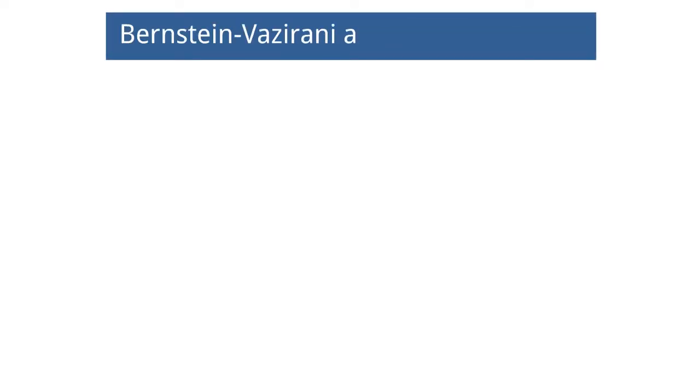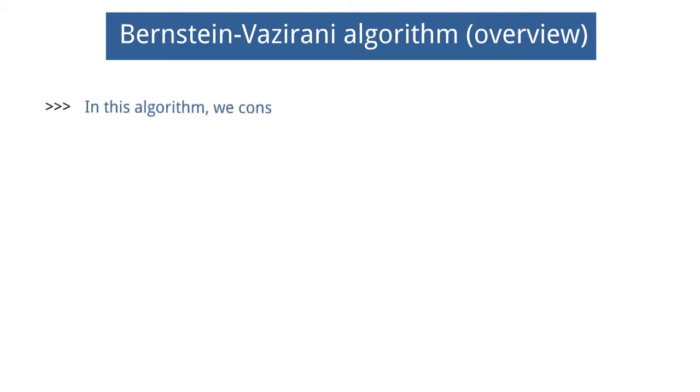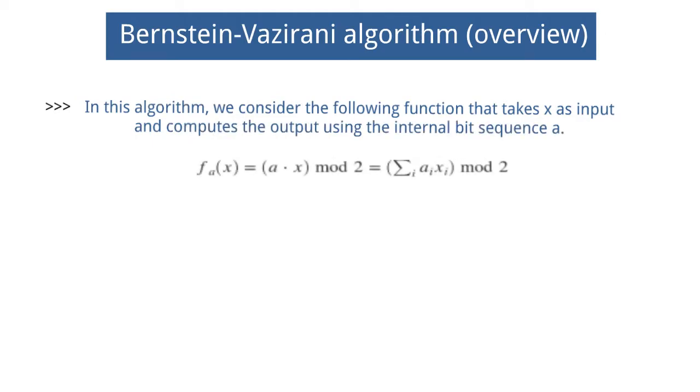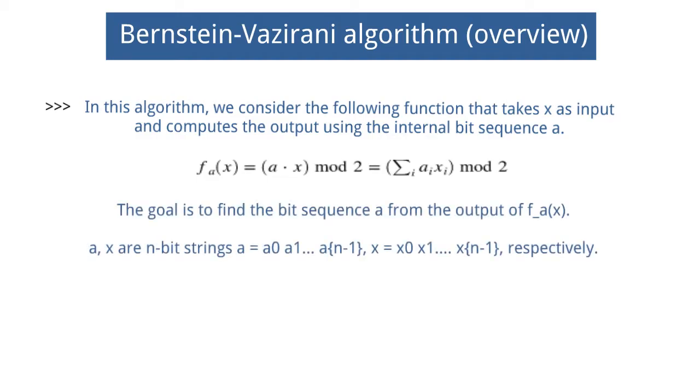Bernstein Vazirani algorithm overview. In this algorithm, we consider the following function that takes x as input and computes the output using the internal bit sequence A. The goal is to find the bit sequence A from the output of f(A, x). A and x are n-bit strings, A equals A0 A1 till A(n-1), and x equals x0 x1 till x(n-1), respectively.